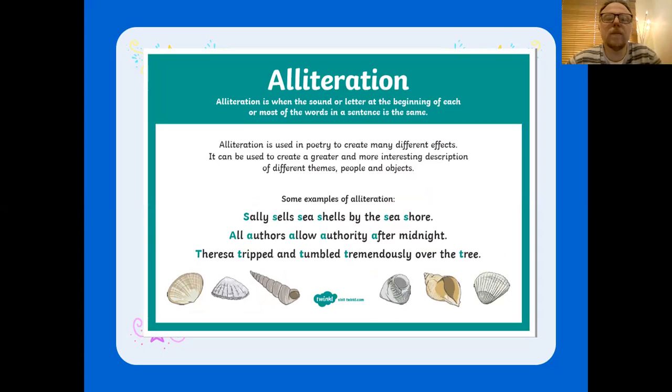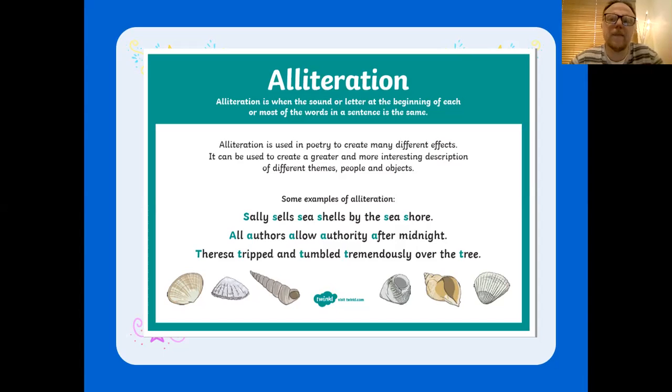Alliteration, that's one I said we'd come back and talk about. Alliteration is when the author, or the poet in this case, deliberately chooses words that start with the same sound for effect. It can be used to create a greater or more interesting description of different things, people, and objects. So, for example, Sally sells seashells by the seashore. Now that one's a bit of a tongue twister.